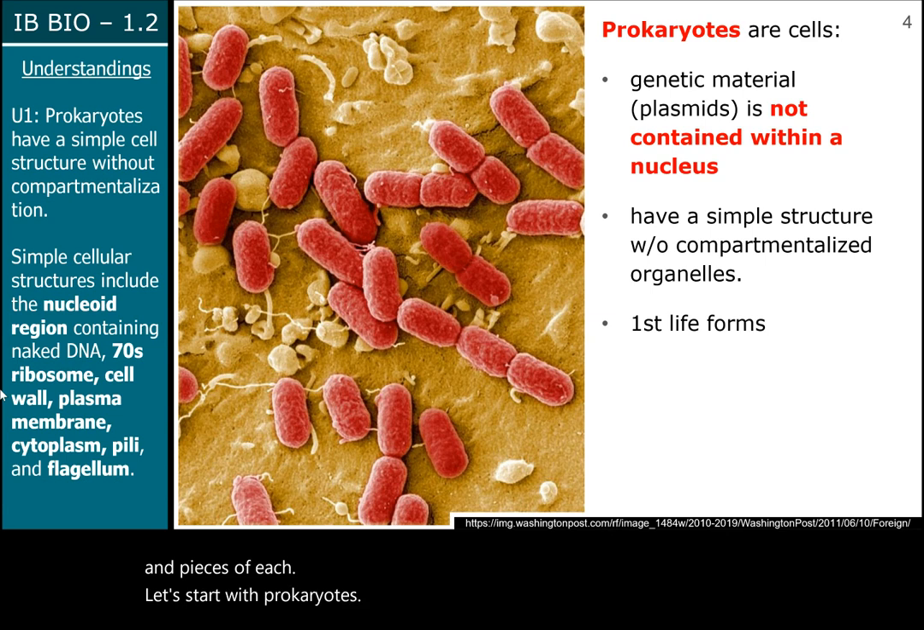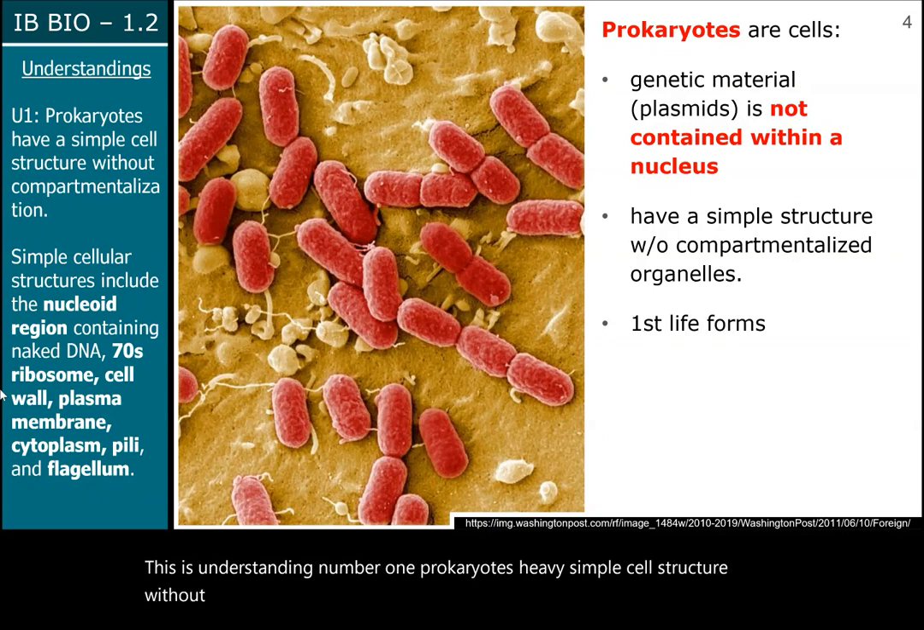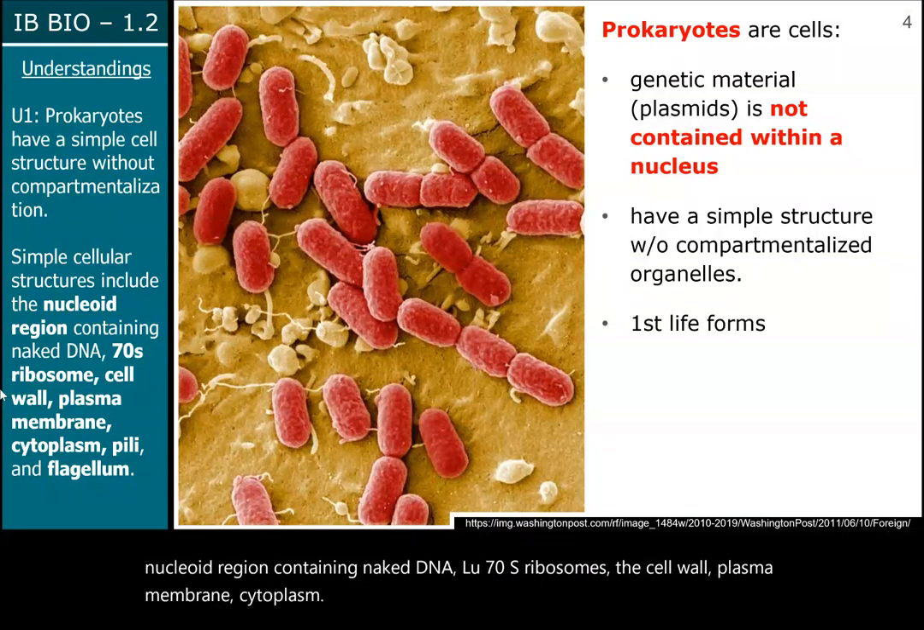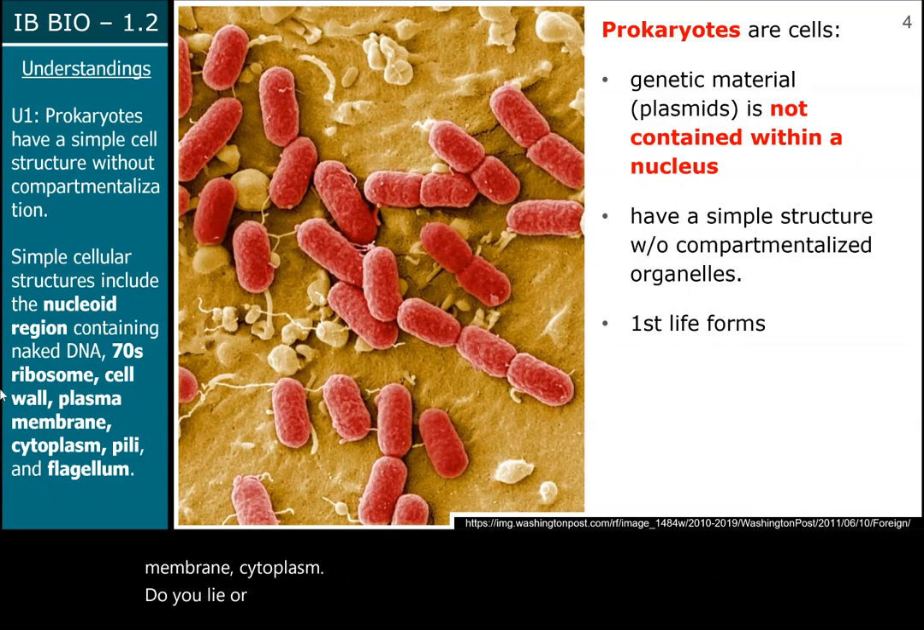This is understanding number one. Prokaryotes have a simple cell structure without compartmentalization. These simple cellular structures include the nucleoid region, containing naked DNA, 70S ribosomes, the cell wall, plasma membrane, cytoplasm, pili, and the flagellum.